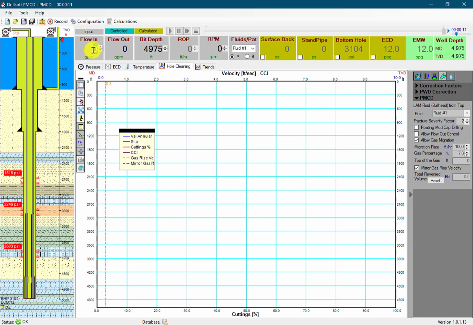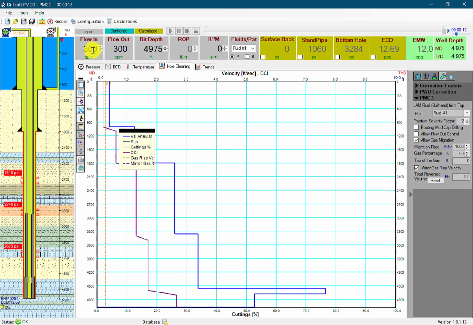So in order to start any simulation, we have to start with entering a flow rate. For this case, we'll use 300 gallons per minute, and we'll hit play. So now we've begun circulating mud at 300 gallons per minute. We can indicate surface back pressure. So for this case, let's start with 200.